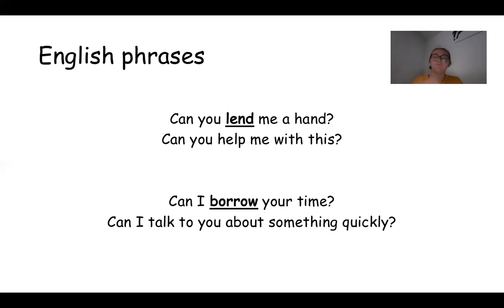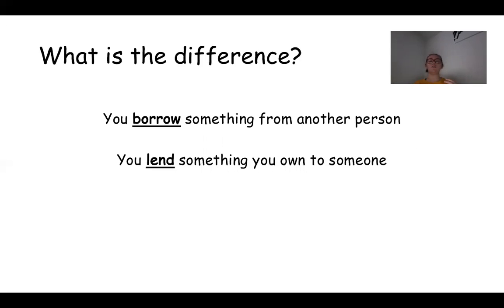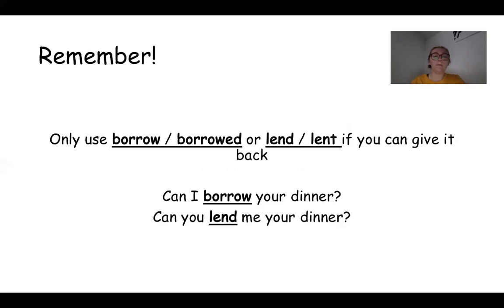Now, I'm going to show you some, but real quickly, I want to go to this first, just so we have this. So like I said, you borrow something is when you're taking from another person. Lending is when you're giving something to another person, right? But you need to remember that you only use borrow or borrowed or lend or lent if you can give it back. We use borrow and lend if we're talking about things that somebody else is going to use for a short time, and then they're going to give it back, right?